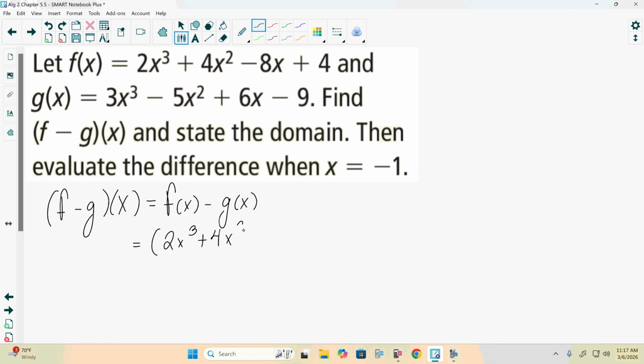So the first thing I'm going to do is just replace f of x and g of x with their expressions, or their equations. So f of x, we're going to replace it with the 2x cubed plus 4x squared minus 8x plus 4, minus 3x cubed minus 5x squared plus 6x minus 9.